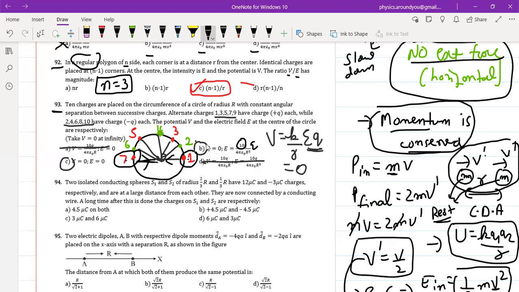So B cannot be right. The only alternative is C. Both potential and field is 0. So here is where we take the help of options and make our lives easier.